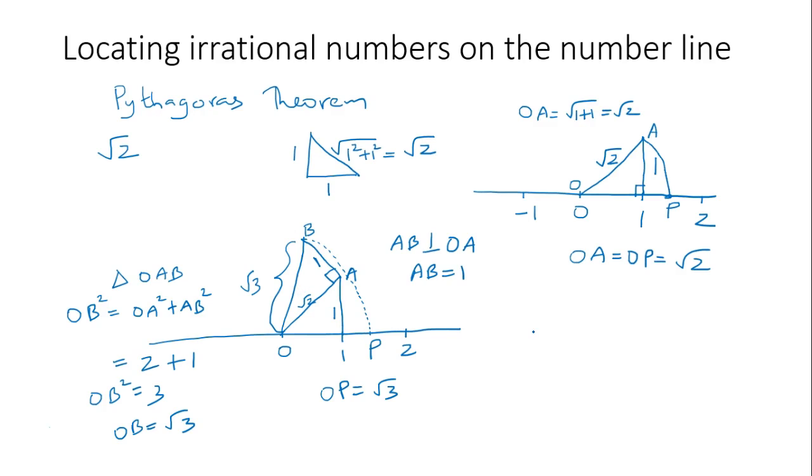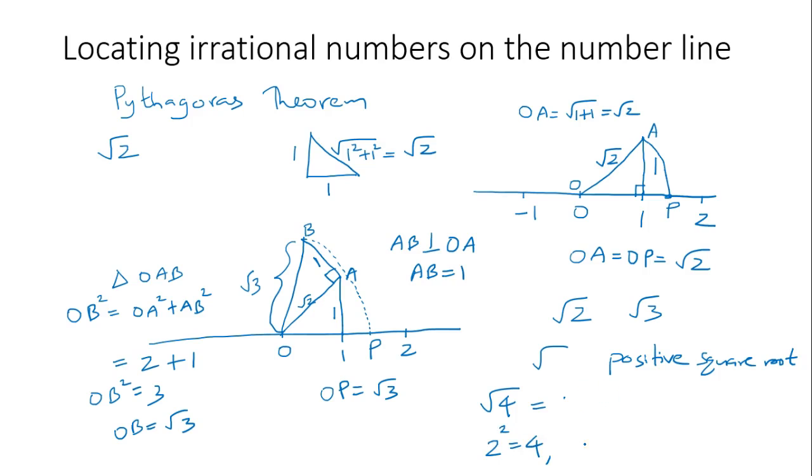There is a small side note here. When you write root 2 or root 3, what we mean by this square root sign is the positive square root. So that's the convention we use. For example, if you write root 4, you know that you can get 4 if you square 2 or minus 2. Or you can write 2 squared is equal to 4 and minus 2 squared is also equal to 4. But when you write root 4, it always means plus 2. So the root sign always refers to the positive square root.